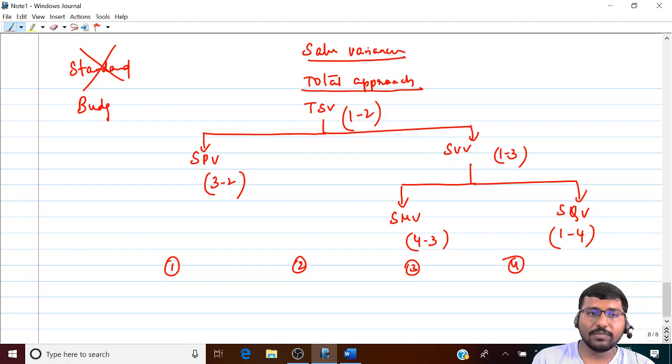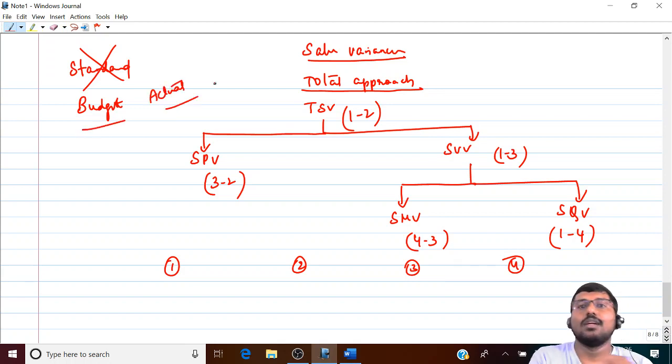One is budget, and the other one is what? Actual. One is budget, and the other one is what? Actual. There is no such thing called standard. Am I clear? Right. Now, based on that, you tell me the formula.